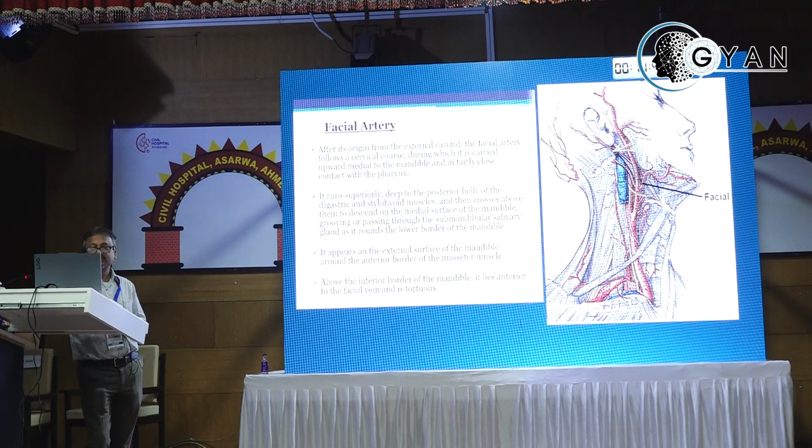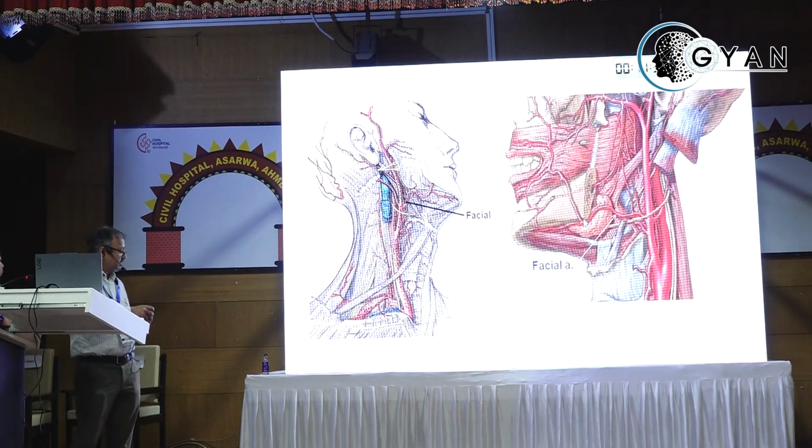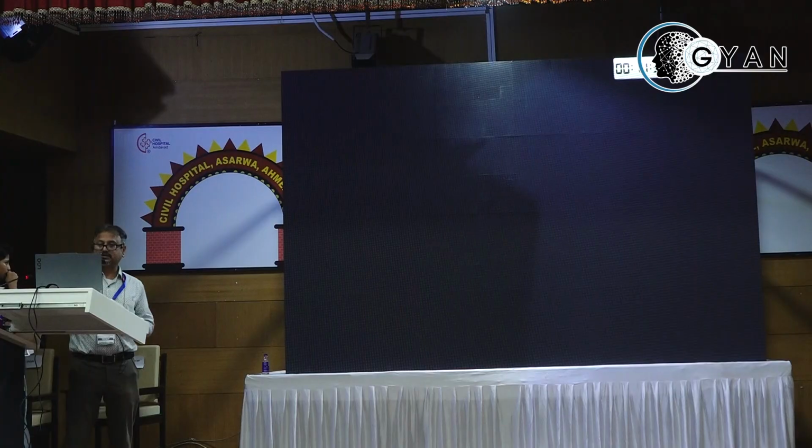This is the facial artery. It originates from the external carotid artery deep to the digastric muscle, and then it crosses over the digastric and the styloid, and then on the posterior region, right? That is the posterior region.